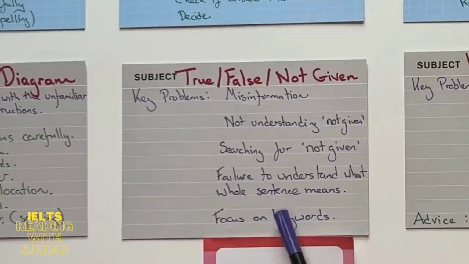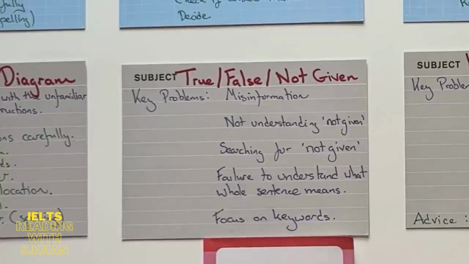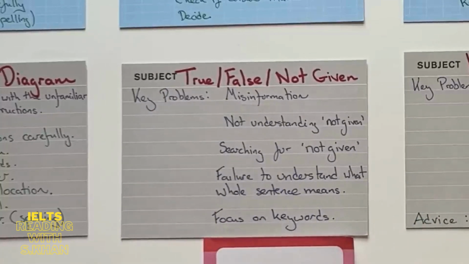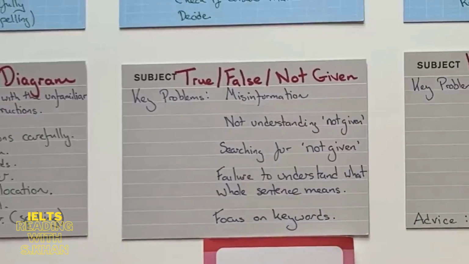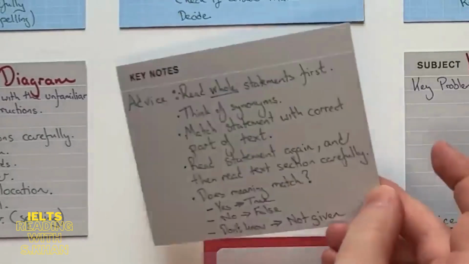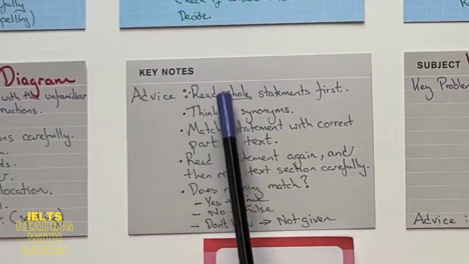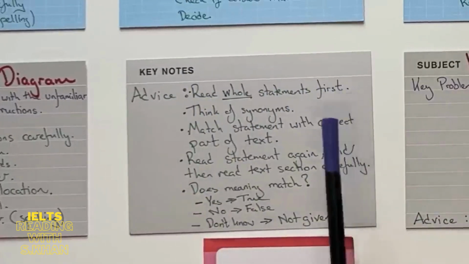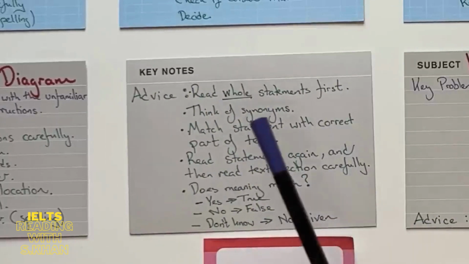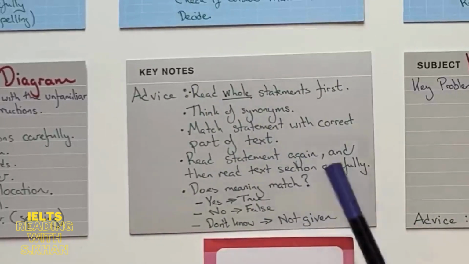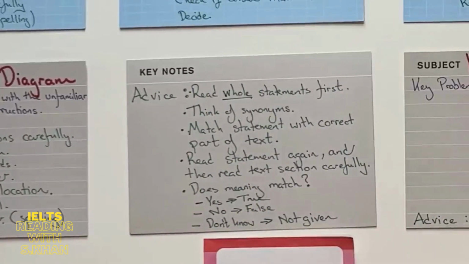And that brings us on to our last key problem, focus on keywords. Not only will it mean you don't understand the sentence, it will mean that you get lost in the text and you waste a lot of time. So what should you do instead? So for true, false, not given, read the whole statements first. Look at the statements, read them, don't focus in on keywords, think about what the whole statement means.